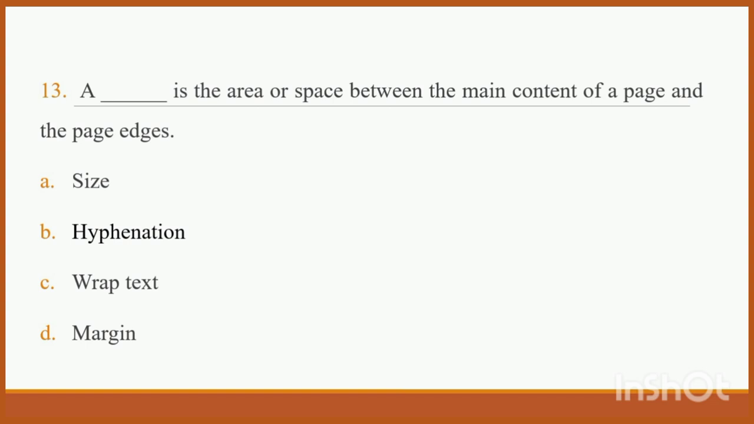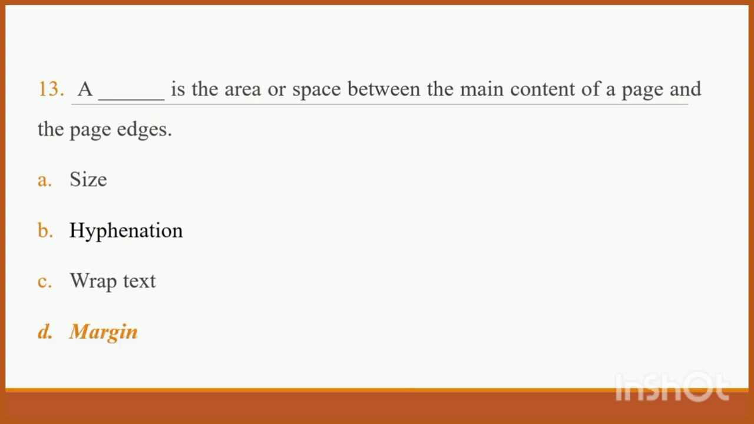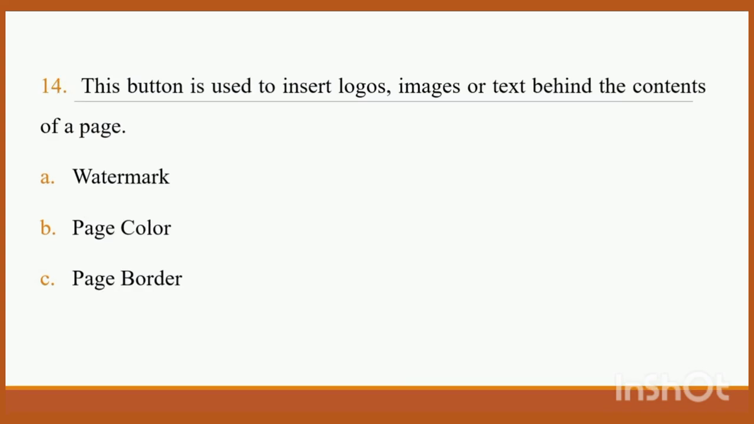Question 13. A margin is the area or space between the main content of a page and the page edges: option A, size; option B, hyphenation; option C, wrap text; option D, margin. A margin is the area or space between the main content of a page and the page edges. Right answer D, margin.